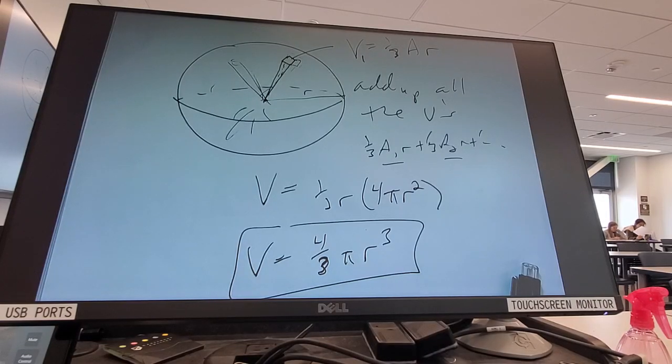Why does it make sense that it's volume? What part of that formula tells me that it makes sense, that it represents volume? Besides the fact that I've written capital V, right? That would be a big giveaway. It's cubed, yeah. So it's going to be cubic units, yes?